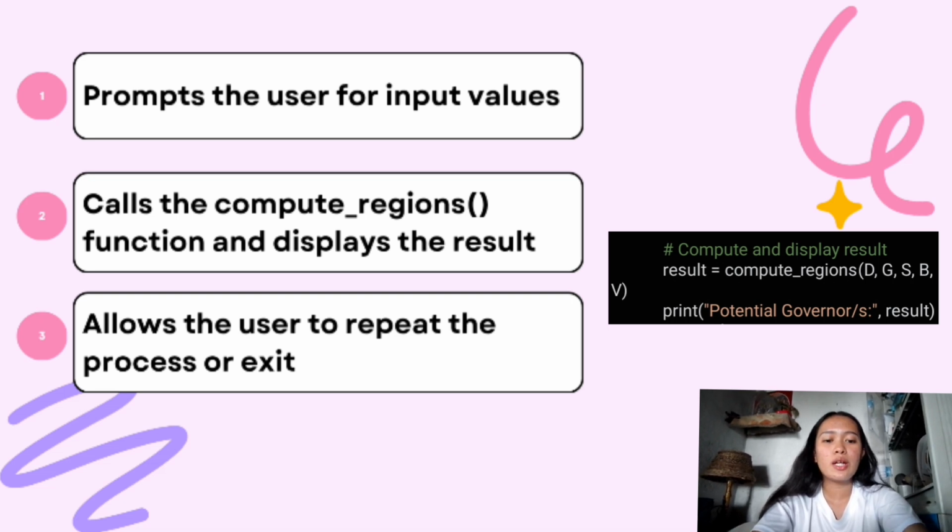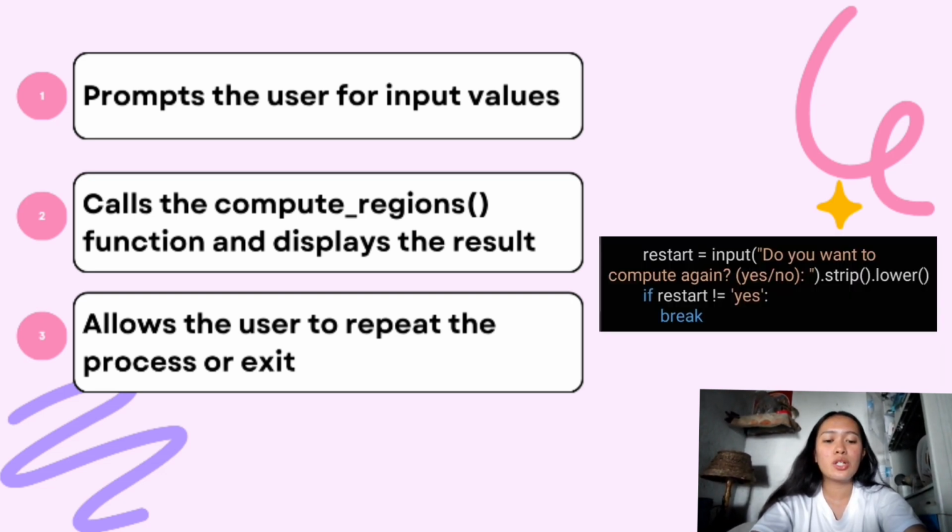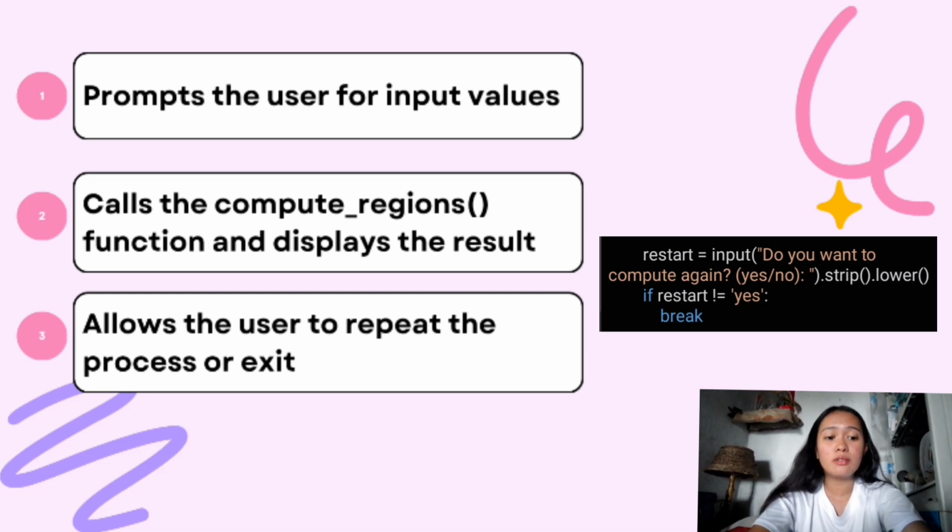The second one calls the compute regions function and displays the result. It passes the user inputs to compute regions. It then prints the computed number of governors. And lastly, it allows the user to repeat the process or exit. The user is asked whether they want to compute again. If they type anything other than yes, the program exits.